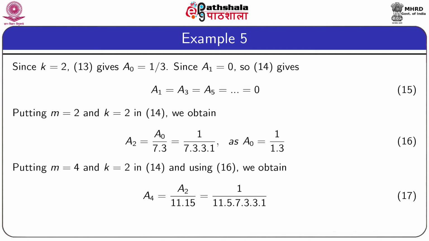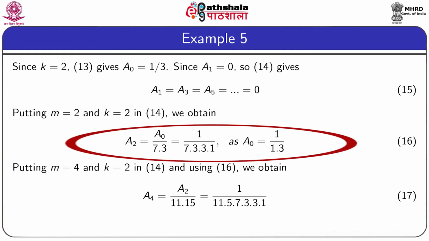Since k equal to 2, 13 will give a_0 equal to 1 by 3, and since a_1 is equal to 0, equation 14 will give a_3, a_5, a_7 all equal to 0. That is, all odd coefficients will be equal to 0. Putting m equal to 2 and k equal to 2 in equation number 14, we will get a_2 equal to a_0 by 7.3.